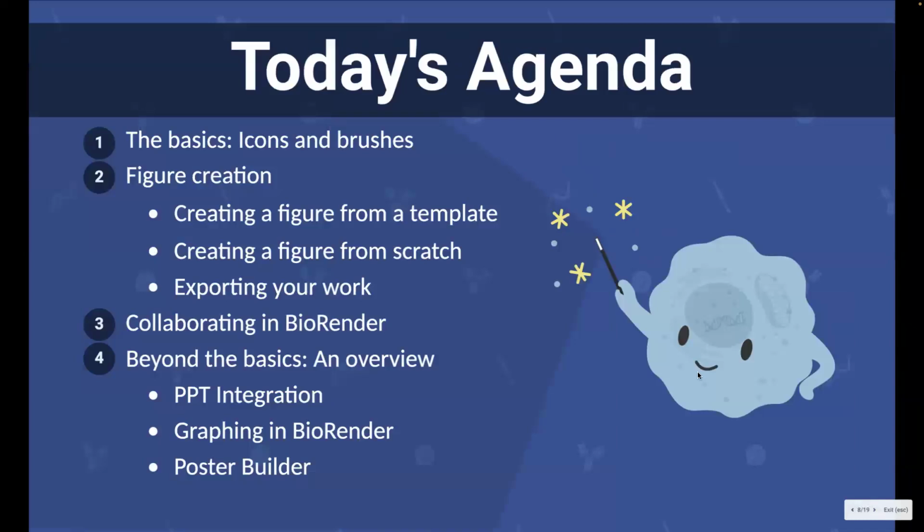So to start, I'll show you how to use our icons and brushes. Then I'll demo how you can create figures using our pre-made templates, as well as how to create a figure from scratch. Once our figures are complete, we'll review how you can export your figures. Next, we'll go through the share and collab features that we have in BioRender, which make it really easy for you to work with your colleagues. Finally, we'll wrap up today's session with an overview of our other main features. This includes our PowerPoint integration, graphing, and poster builder. Are there any questions before we jump into the basics?